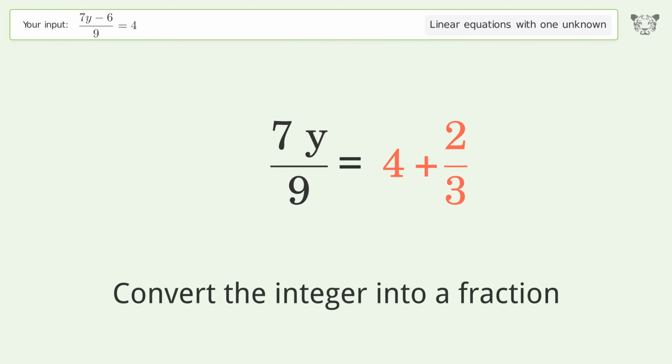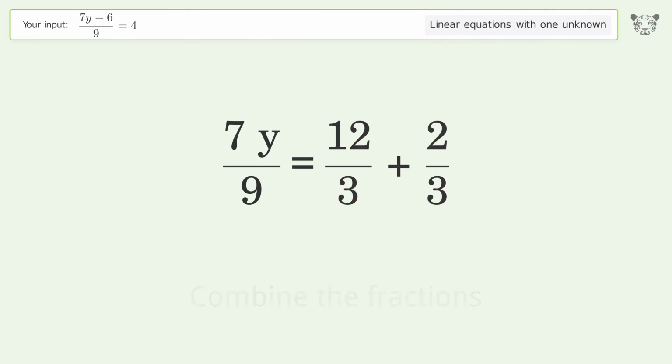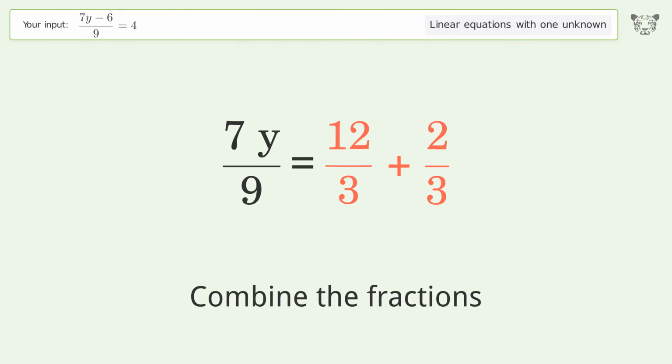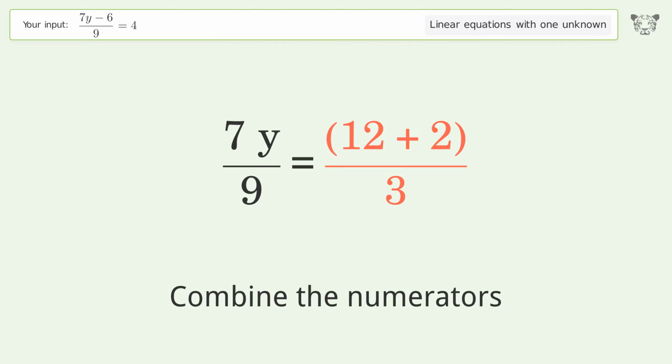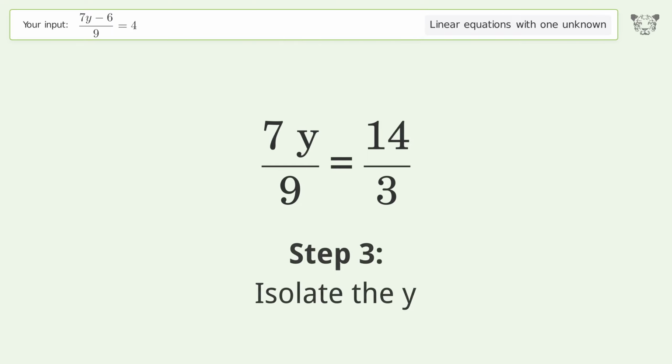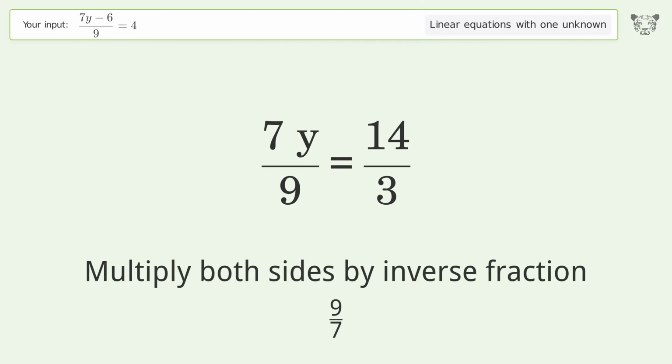Convert the integer into a fraction. Combine the fractions. Combine the numerators. Isolate the y. Multiply both sides by inverse fraction 9/7.